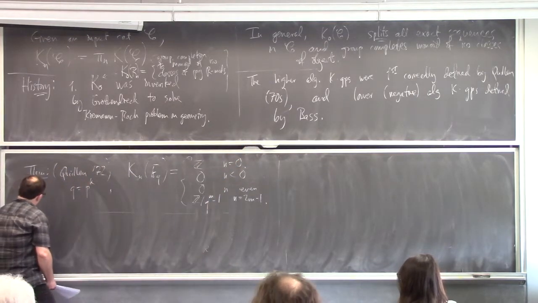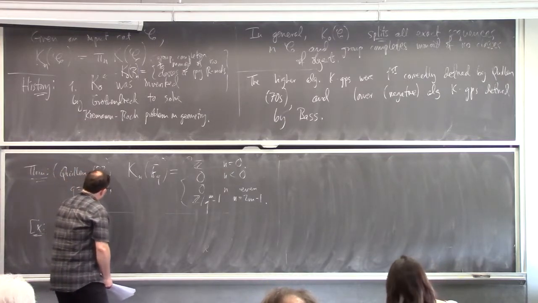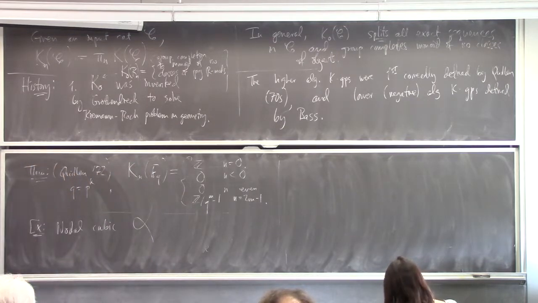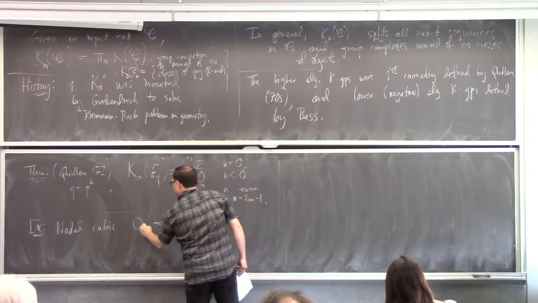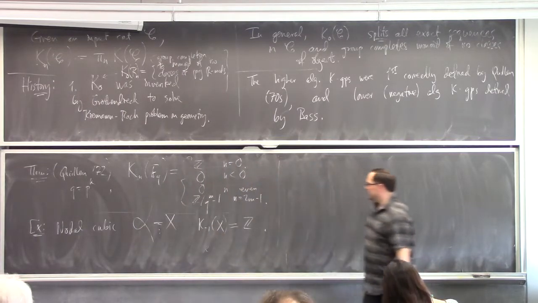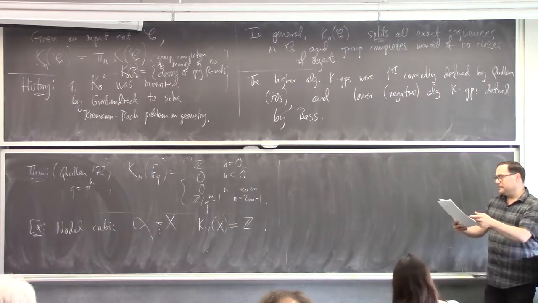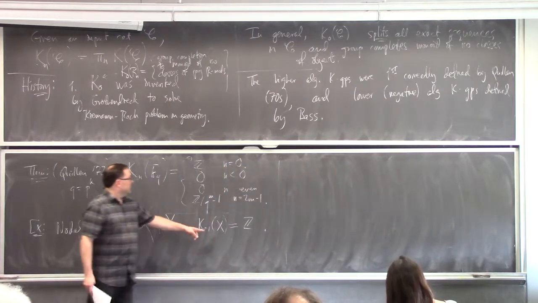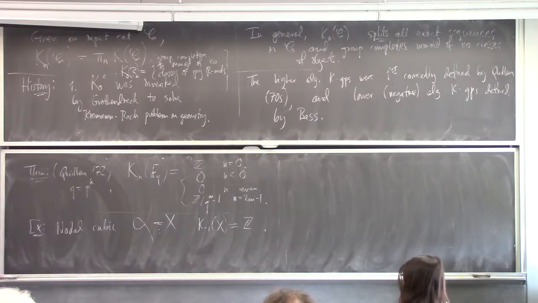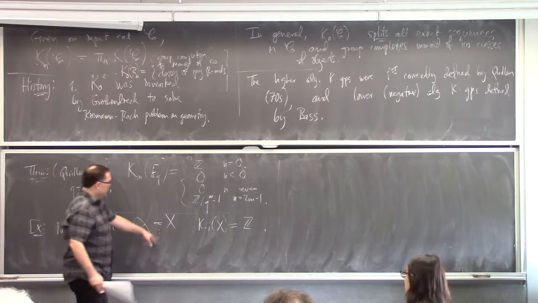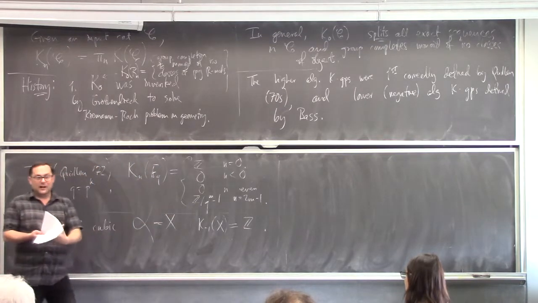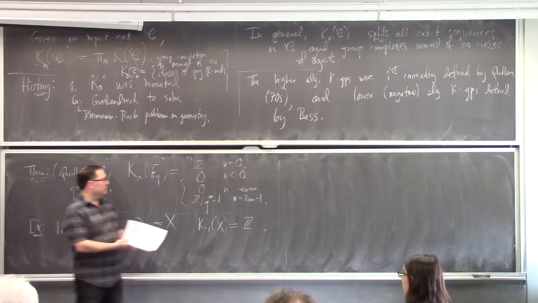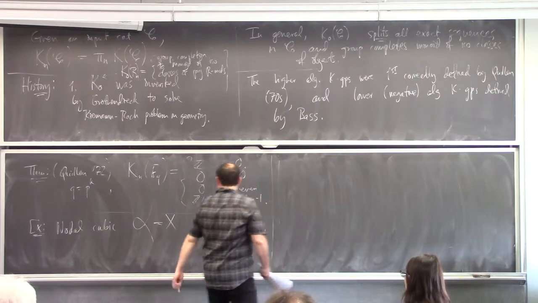For example, if I take the nodal cubic curve like that, let me just call this X, it has a singularity right here, obviously, and its K minus 1, as defined by Bass, is equal to the integers. You can find examples of things that have infinitely many negative K-groups, although a conjecture of Chuck Weibel, which has recently been proved in its full generality, says that if you have a scheme of Krull dimension d, then its negative K-groups will be 0 after minus the dimension.